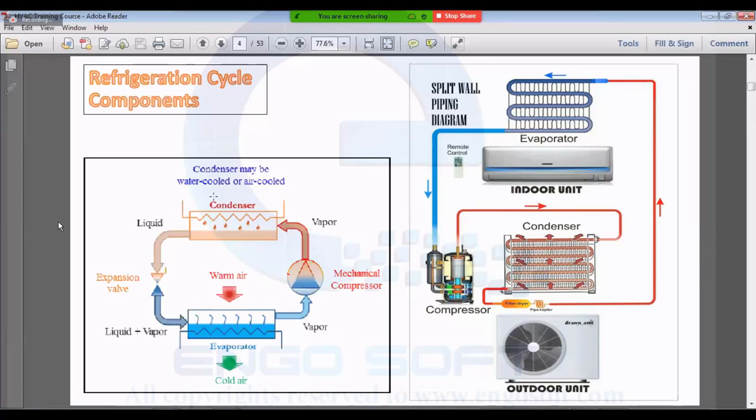So what guarantees that this cycle continues to work? You are operating your air conditioning 24 hours per day, right? So what guarantees that the cycle is repeated once more, once more, once more? This is the function of the expansion valve. After we condense, what is meant by condenser or condensation? Condensation is the opposite of evaporation, where the vapor refrigerant is condensed. Condensed means that it is changed into the liquid phase.